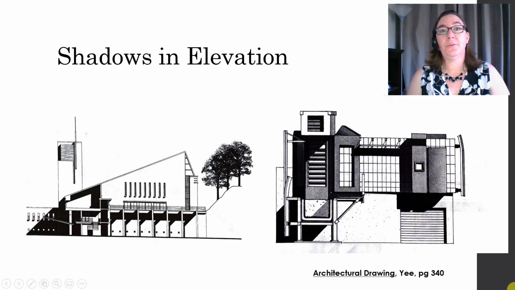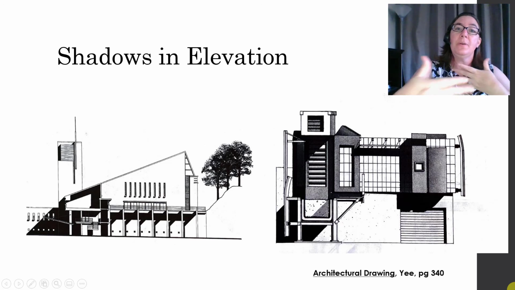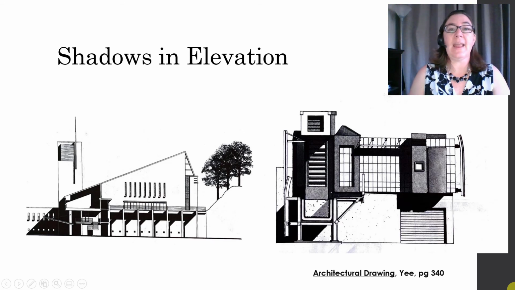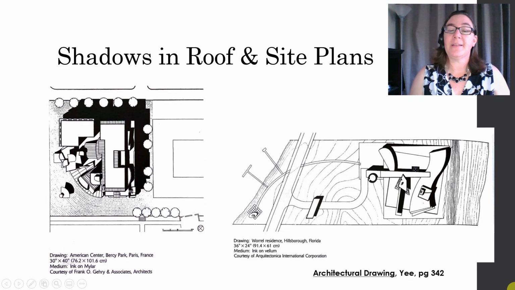How do architects use shadows in their orthographic drawings? Typically, we use them in elevation. All right, so here's a couple of examples. We use them to show depth of field and add realism and interest to our architectural elevations. They're also commonly used in roof plans and site plans, and here's a couple of examples of that here.